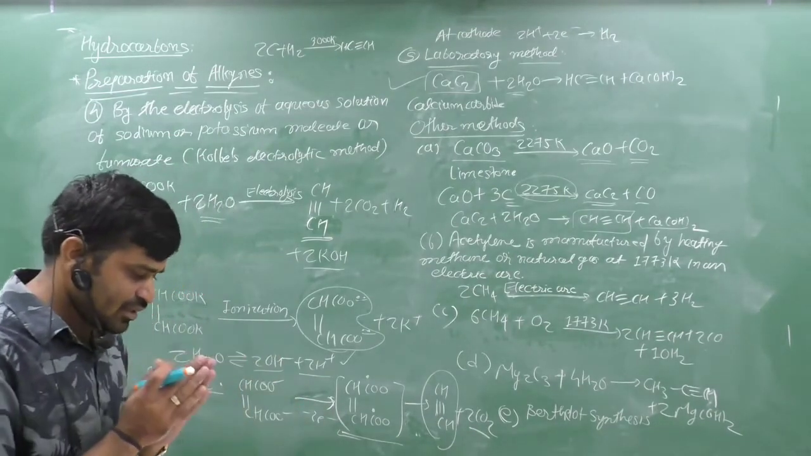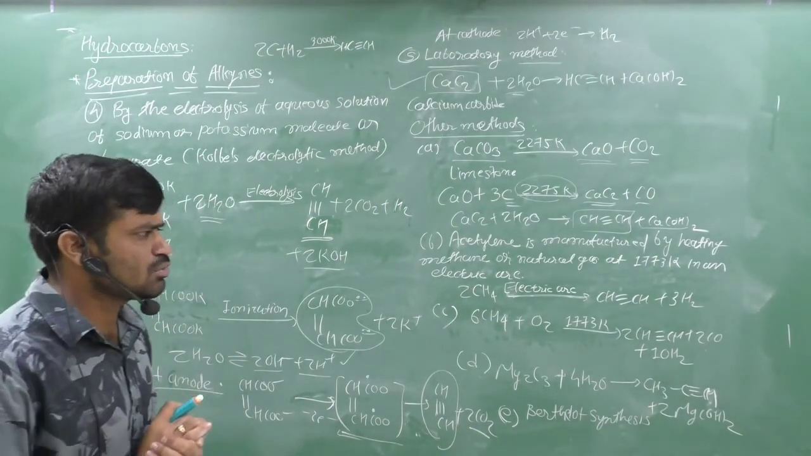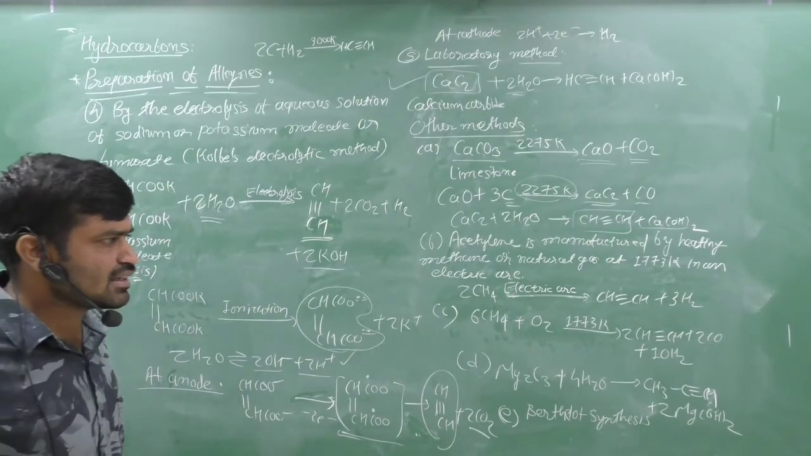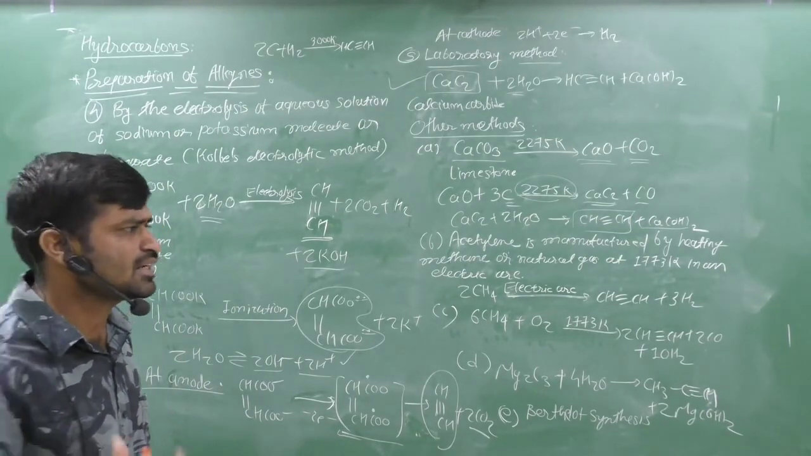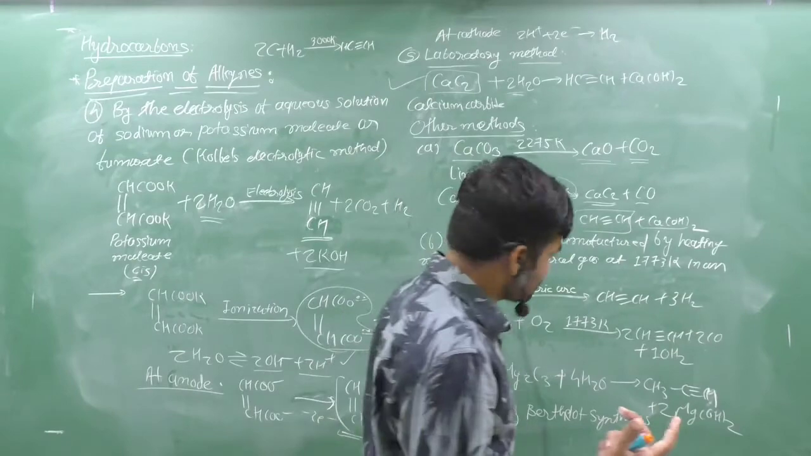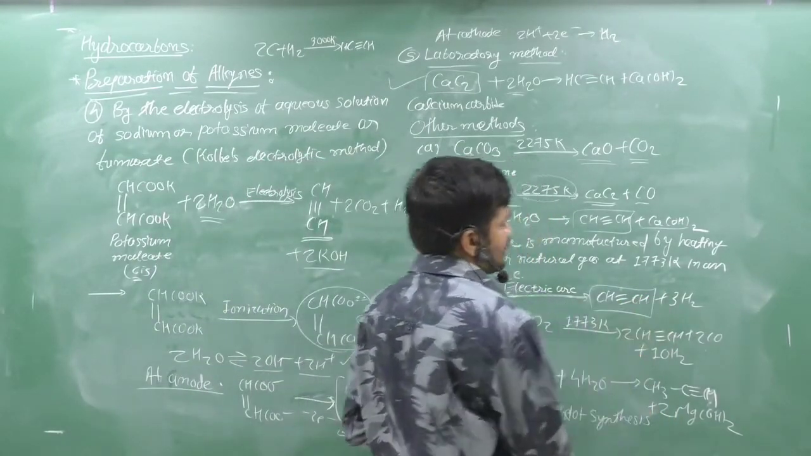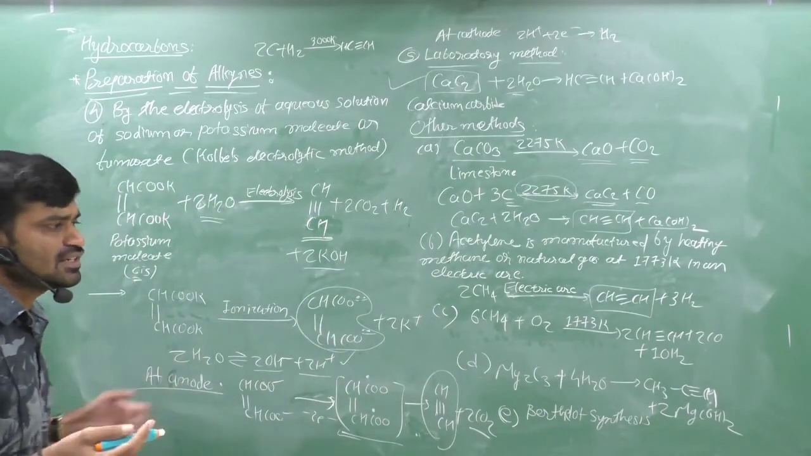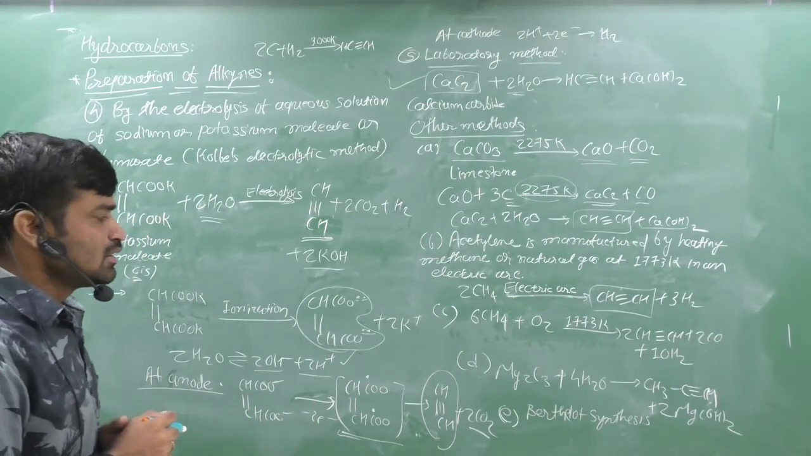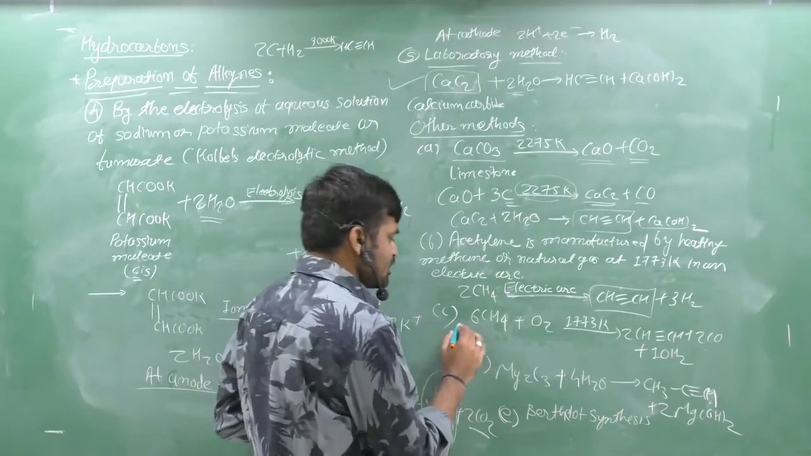That means we can take methane or natural gas, because the main component of natural gas is methane. We give it an electrical arc and heat it to 1773 Kelvin, then we get acetylene and hydrogen. Clear?